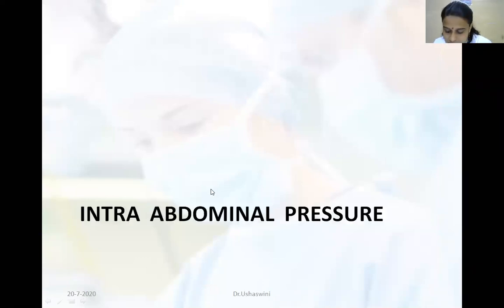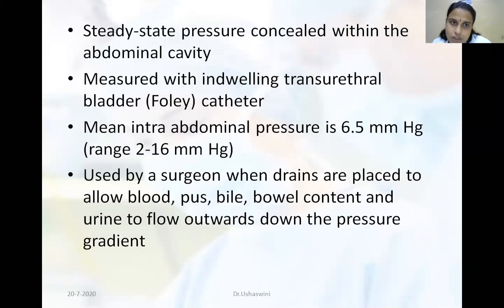Next, coming to the intra-abdominal pressure. I told you the abdominal cavity is a positive pressure box. So it has a steady state pressure that is contained within the abdominal cavity itself. Now this pressure can be measured using an indwelling transurethral Foley's catheter. The bulb of the Foley's is inflated and we measure this intra-abdominal pressure. The normal intra-abdominal pressure is around 6.5.